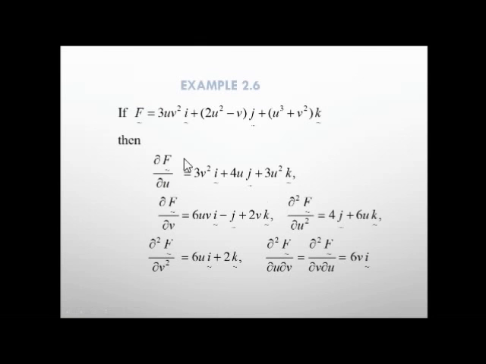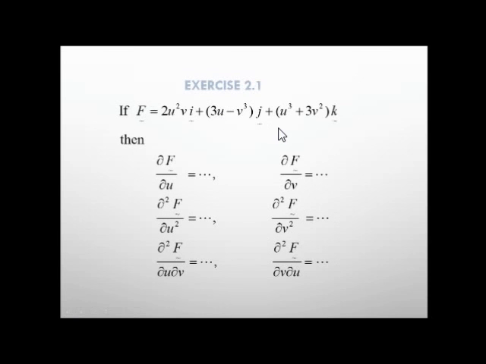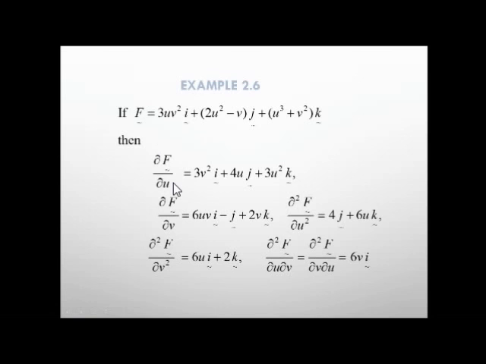So here is an example. If f is given as 3uv square I cap plus 2u square minus v j cap plus u cube plus v cube v square k cap, then you need to find dou f by dou u. By finding dou f by dou u, we get 3v square. This is a partial derivative. You take one of these variables as constant. I think you are quite aware of calculating these partial derivatives.